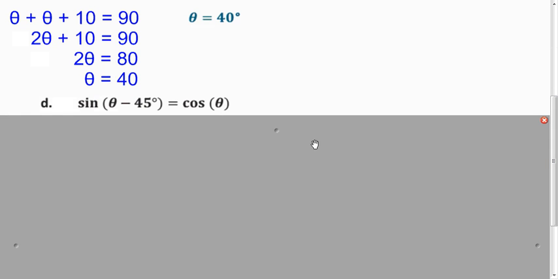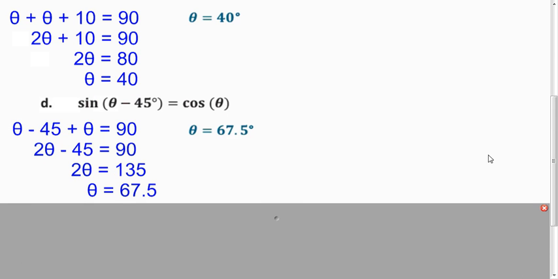And a similar idea here. What's the value of theta? You know, these two angles must add up to 90. You get 67.5 degrees.